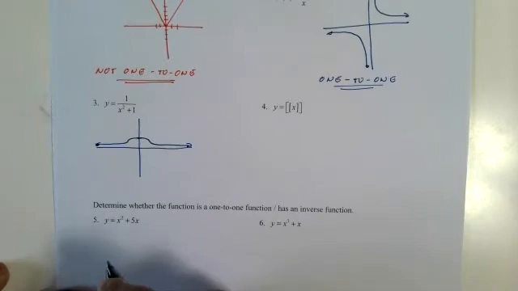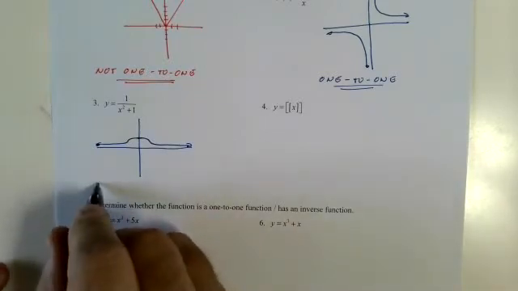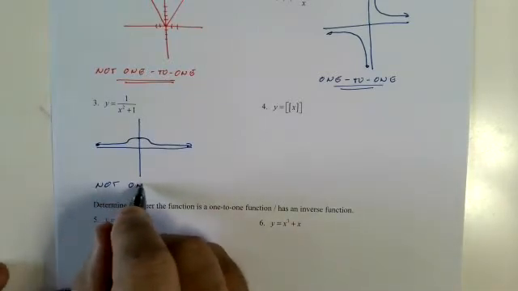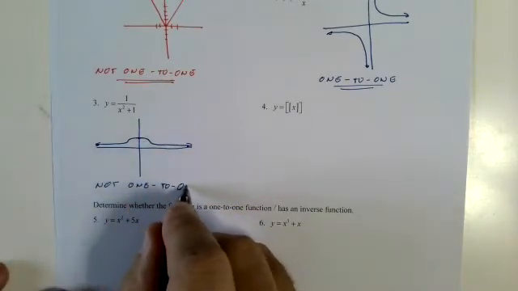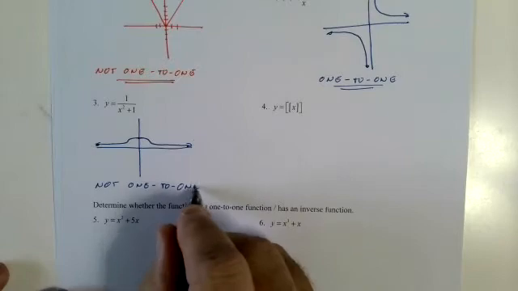Might think about domain and range, stuff like that, but we're not into that. This is not 1-to-1 because of the horizontal line test. I can put in 1 and -1 to get the same answer out.